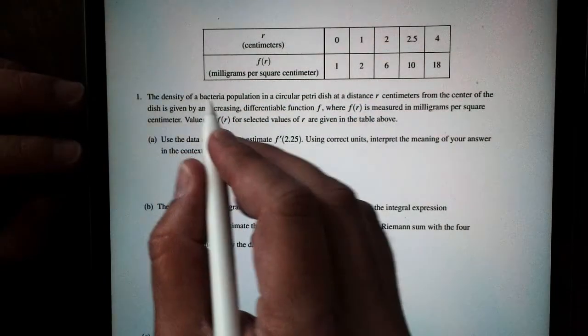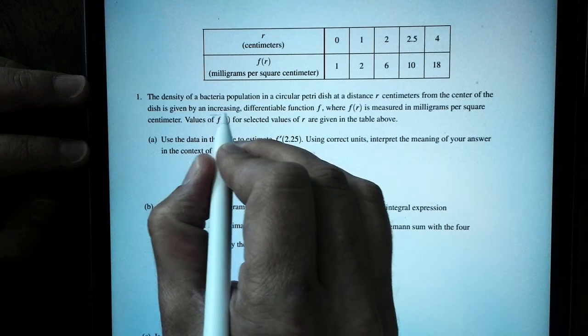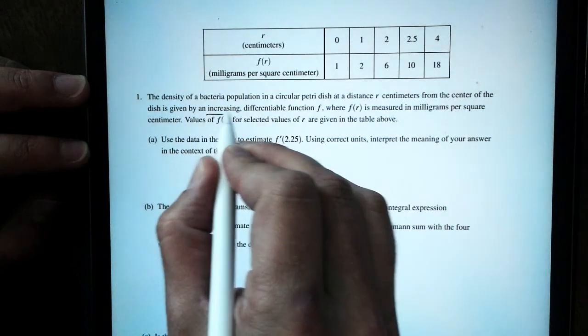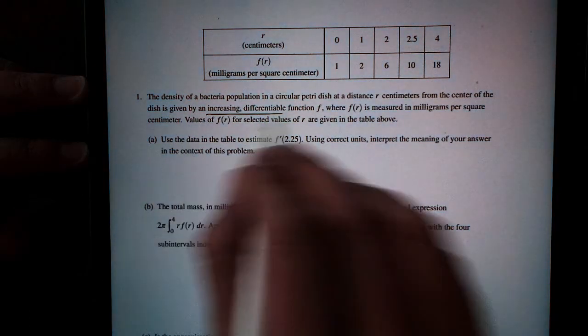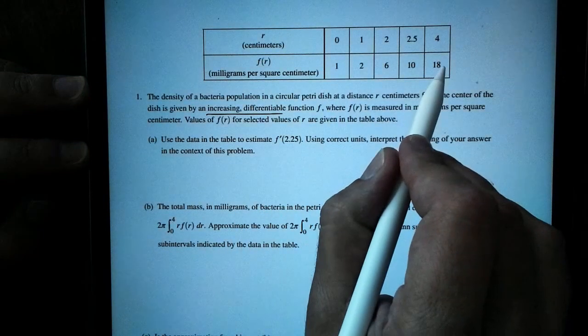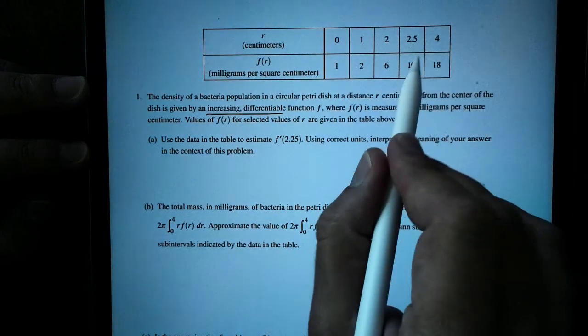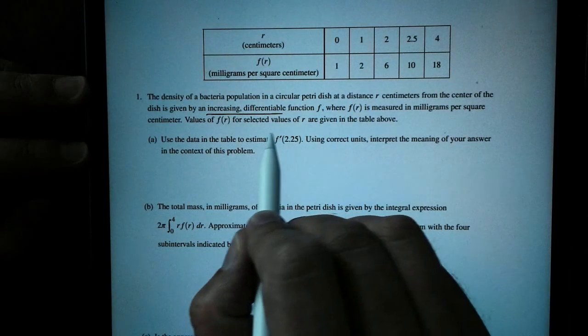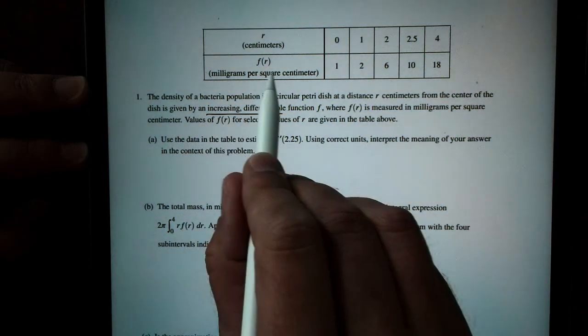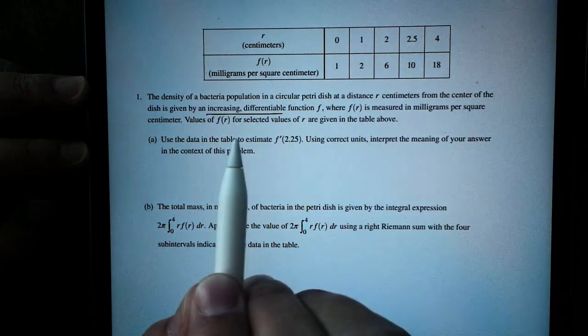Now, it is an increasing and differentiable function, so we'll probably be using that information later on, where f(r) is measured in milligrams per square centimeter. So it looks like the further we get out from the center, the more densely packed the bacteria is. And they give us selected values for the density over a certain domain there.